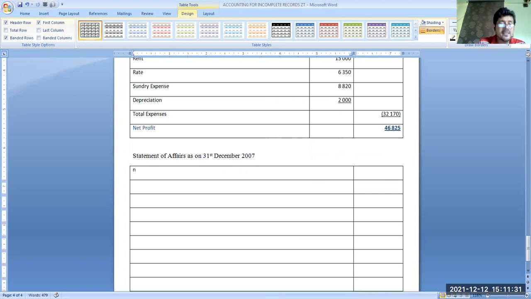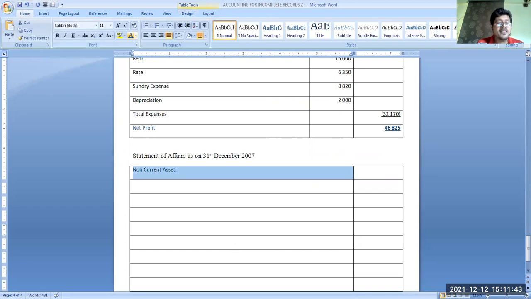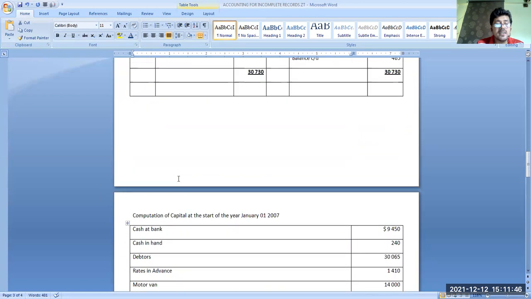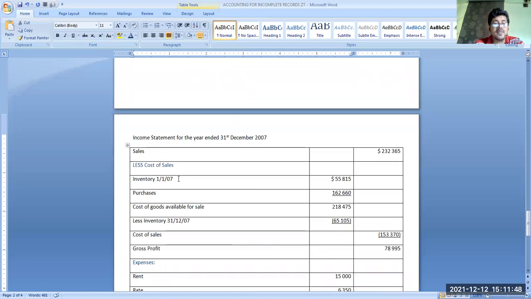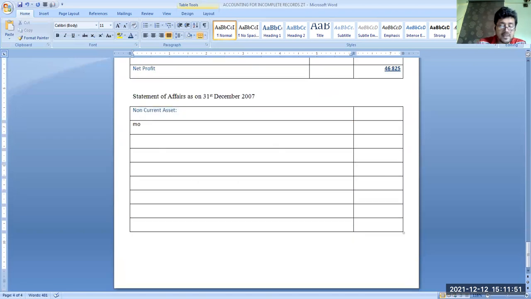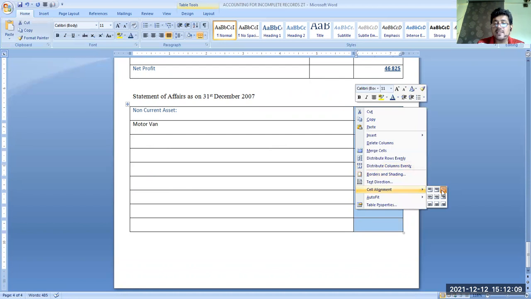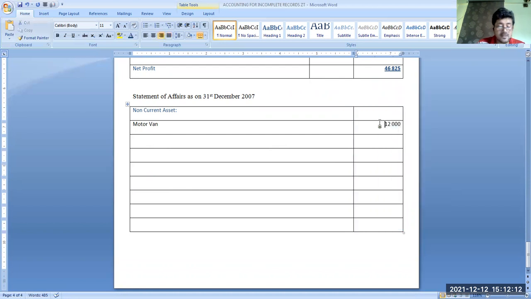Okay. First heading, non-current assets. We have only one non-current asset in this question, and that is, I think, the motor van. So we will write it over here, motor van. That is now 12,000. Now, what I need to do is cell alignment on the right side.